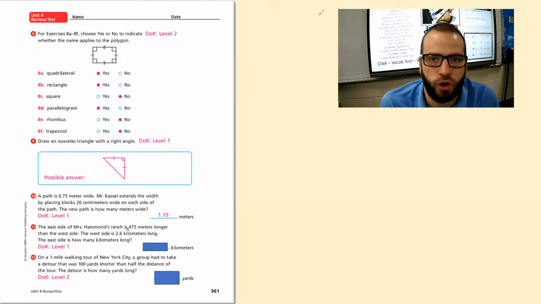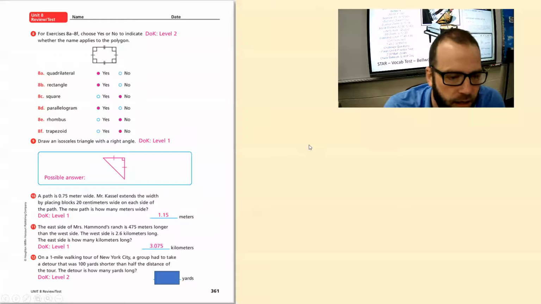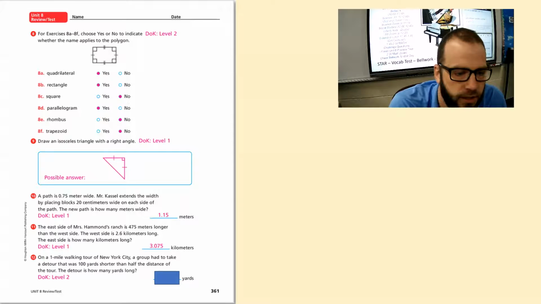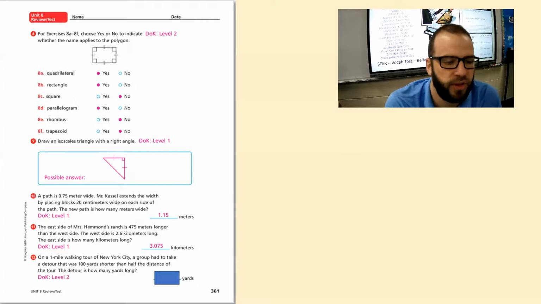So if it's longer, then wouldn't it be subtraction? If it's longer, then you'd subtract. And, okay, I lied to you. You don't subtract here because it says the east side is longer than the west side.